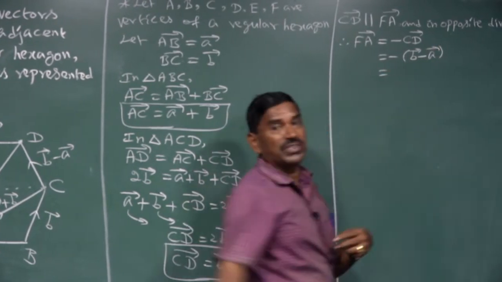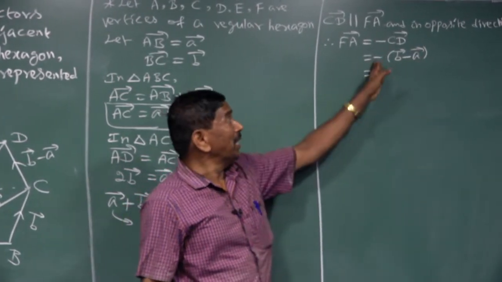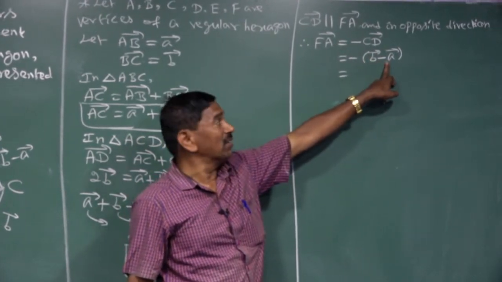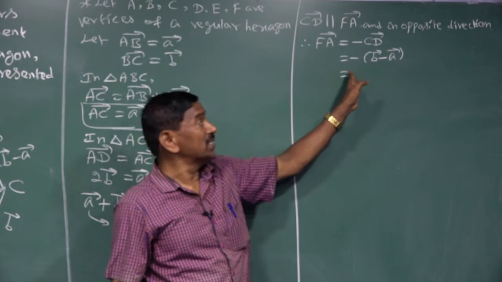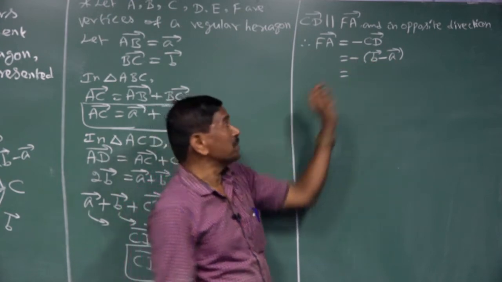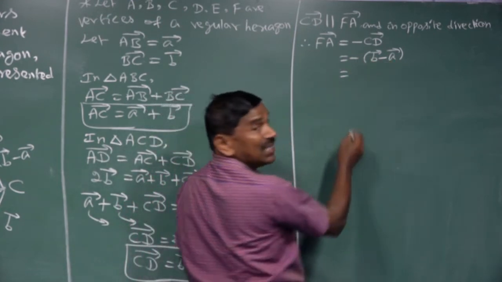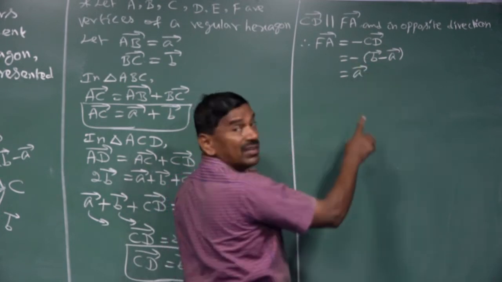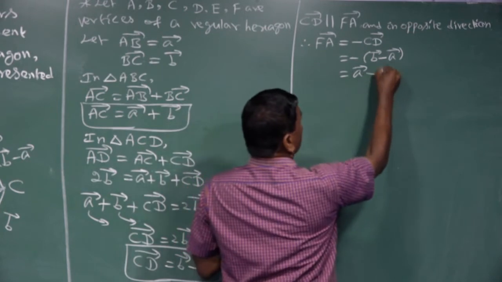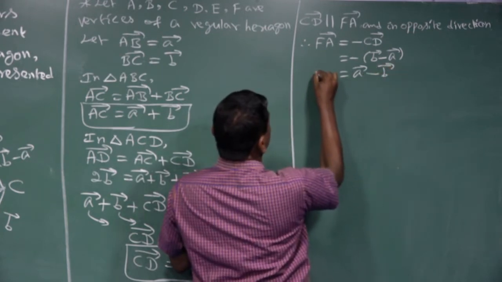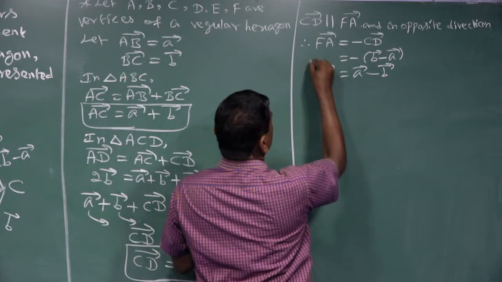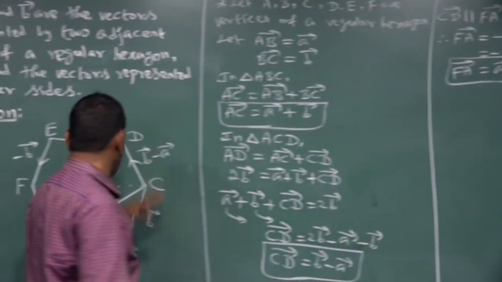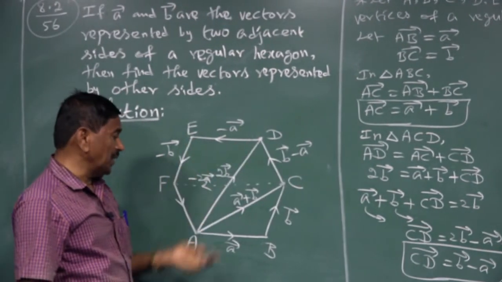Okay, simplification yourself. Yes, minus is going to multiply inside. Minus into minus B vector... let us write it first. Minus into minus is plus A vector. Next, minus into B vector, minus B vector. So FA vector is equal to plus A vector minus B vector. FA vector is ready. And also, let us write, to find DE vector, let us write the proportion.